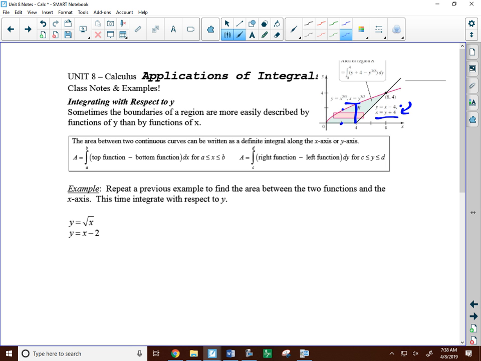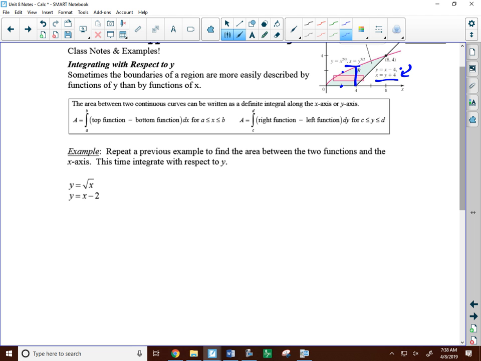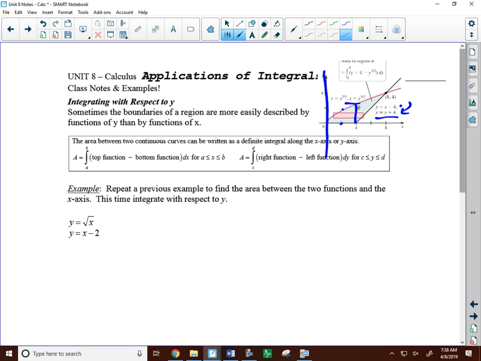And then what you can do, instead of top minus bottom, since they're solved for x in terms of y, is the right function minus the left function. So it just changes the independent and dependent variable, the x and the y. Instead of this being our dependent axis, it changes to this one. So you have to think of it as being rotated a little bit. You're looking at it as this is the dependent one. It's x, but it's treated like the y one.